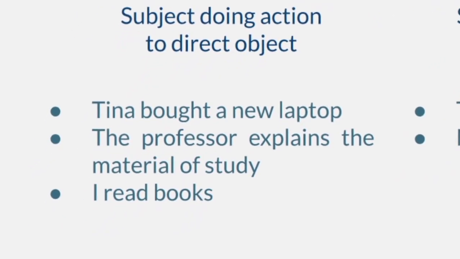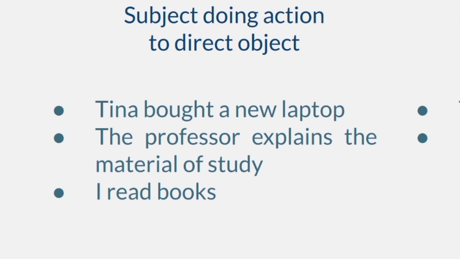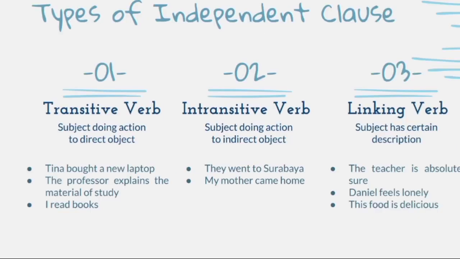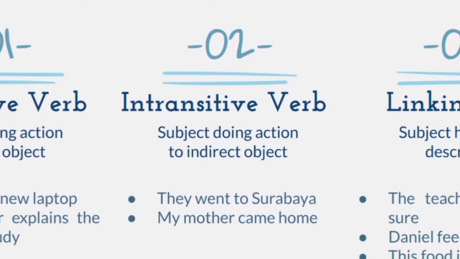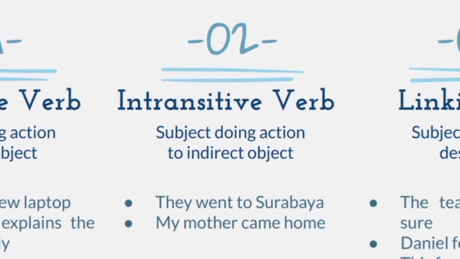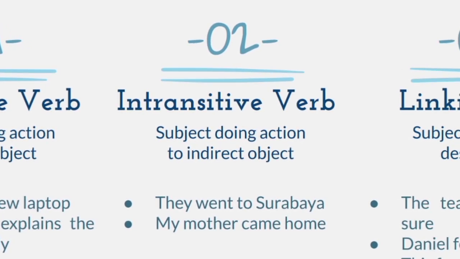For example, Tina bought a new laptop. Tina as a subject, bought as an action, and a new laptop as a direct object. And then the professor explained the materials of study. I read books. And then intransitive verb. Intransitive verb is a verb that does not have a direct object. Or in other words, intransitive verb is subject doing action to indirect object.